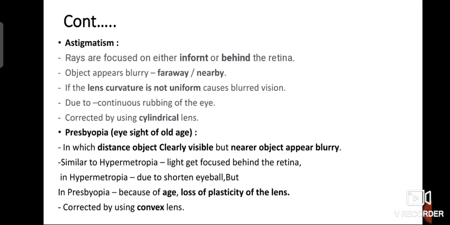Presbyopia, eyesight of old age, in which distant objects are clearly visible but nearer objects appear blurry, similar to hypermetropia. In hypermetropia, the same thing happens: light gets focused behind the retina due to a shortened eyeball, but in presbyopia it is because of age, with loss of plasticity of the lens. It is corrected by using a convex lens.